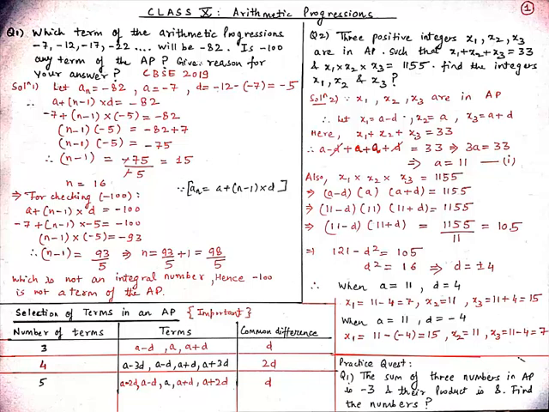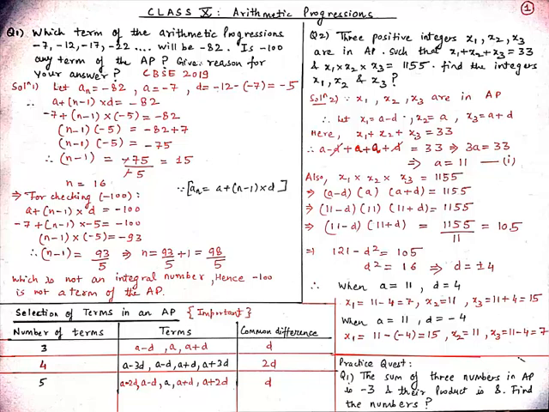And now x1 into x2 into x3 is equal to 1155. So a minus d into a into a plus d is equal to 1155. And we know the value of a. So putting the value of a, we get 11 minus d into 11 plus d, which is equal to 1155. So from here, when we divide 1155 by 11, we get 105. So in LHS, we know that 11 minus d into 11 plus d is equal to 11 square minus d square, and 11 square is 121. So from here, 121 minus d square is equal to 105. Therefore, d square is equal to 121 minus 105, which is equal to 16.